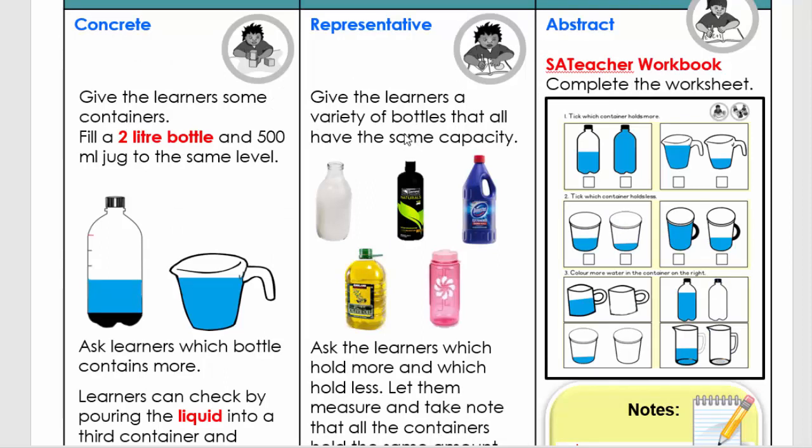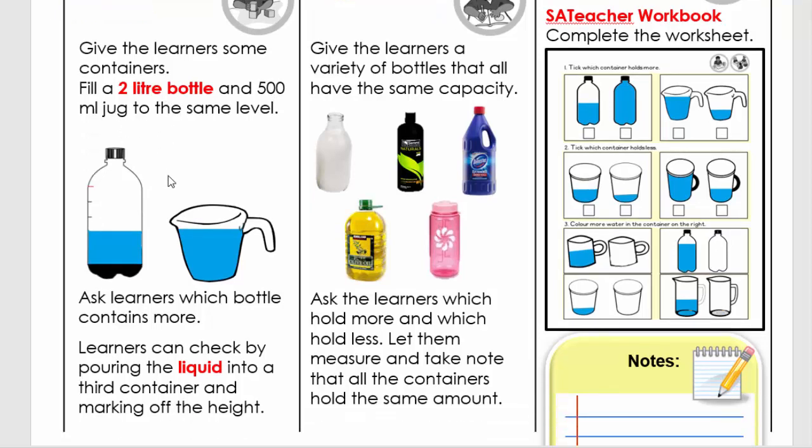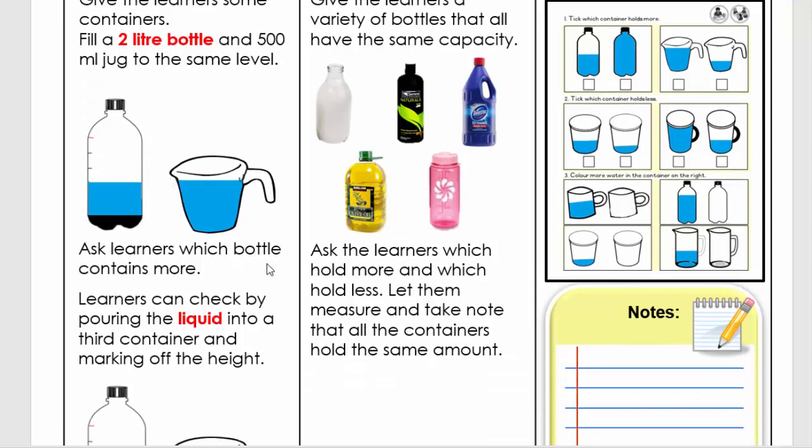Okay, welcome back. So we're going to look at levels 1, 2, and 3. The concrete part is where we give the learners or children containers, and you fill a 2 liter bottle and then a 500 milliliter jug to the same level. Again, we don't need to use the words 2 liters or 500 milliliters. We're going to fill them and ask the learners which bottle contains more. I quickly want you to do that and then pause the activity.